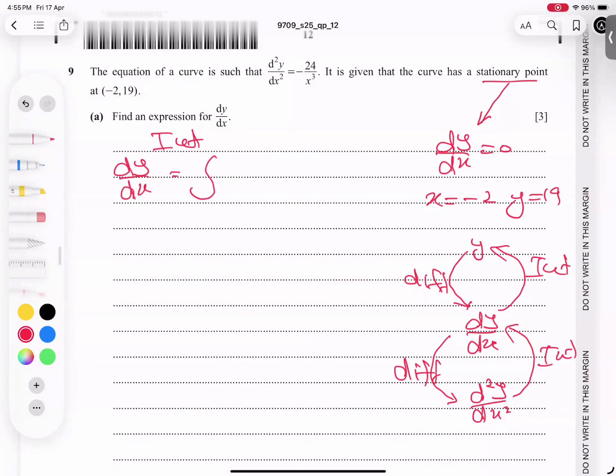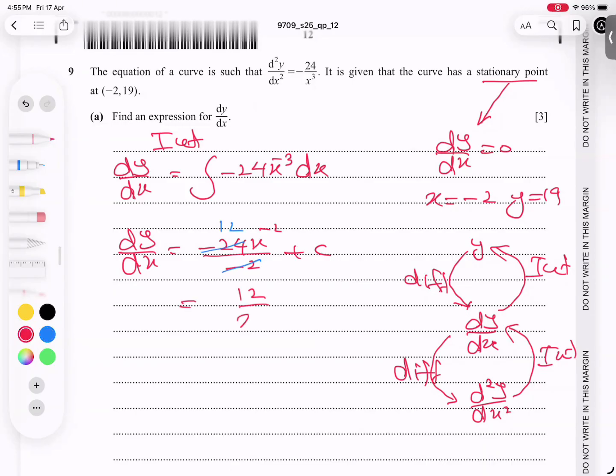When I integrate this equation, I get first of all dy over dx. Integral sign, can I integrate directly? No, I have to bring the cube on the top. So what I get, students, is increase the power by 1. We got -2, divide by -2, and plus c. This simplifies, this cancels. I got 12 over x to the power positive 2 plus c.